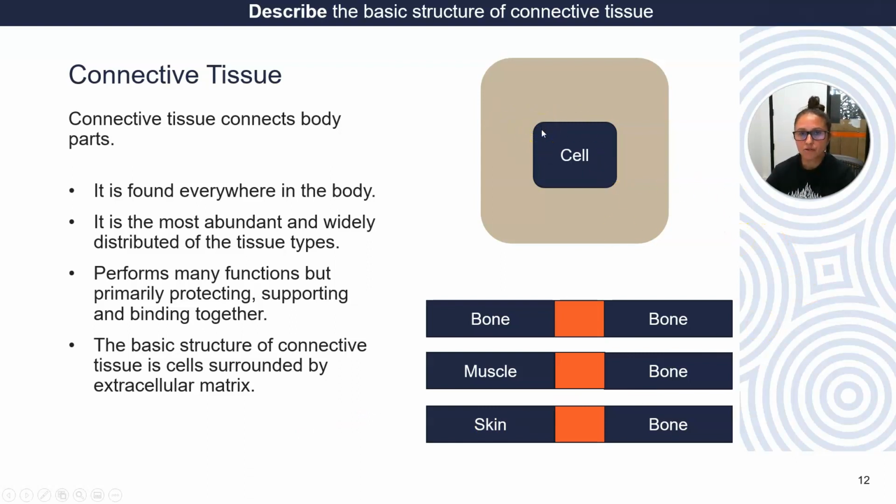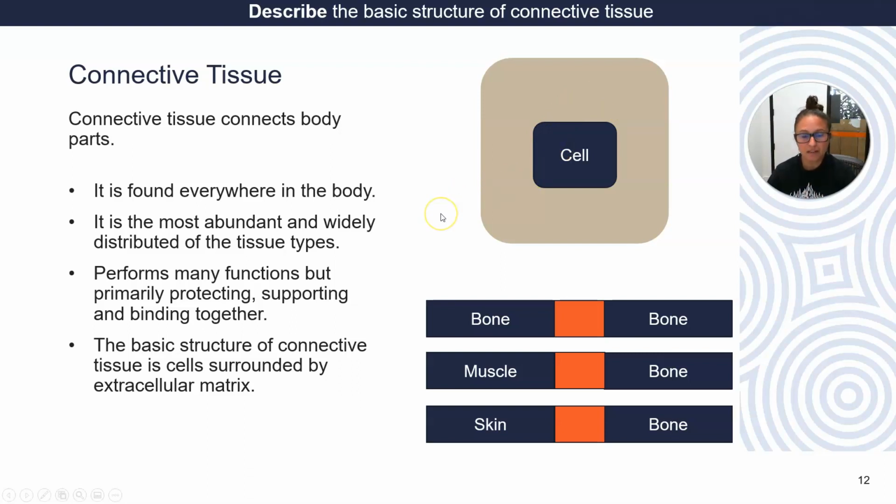Remember before when we looked at epithelial tissue, it was just a cell sitting on a basement membrane. And the basement membrane wasn't really a membrane at all, it was just extracellular matrix. Connective tissue is just set up a different way. Connective tissue is a cell, but instead of sitting on the extracellular matrix, the cell is surrounded by extracellular matrix. All right? So not on top, but around.